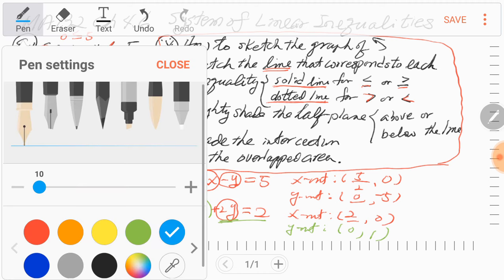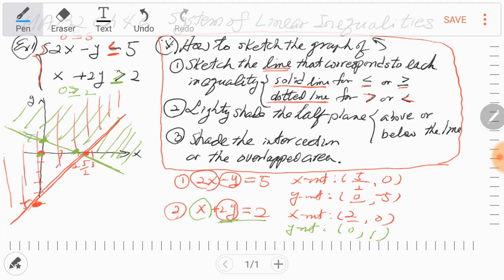So what is the overlapped area? Above this green line and above this red line. So this is the solution of these linear inequalities. How about the line? Are the points on the line also solutions? Yes, because this is a solid line. So including the line, this area is the solution of the inequalities.